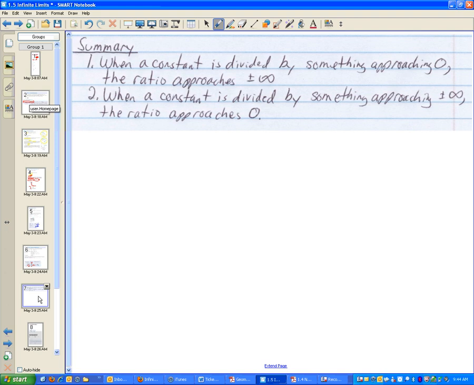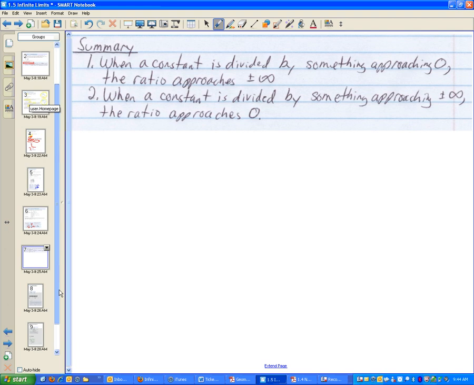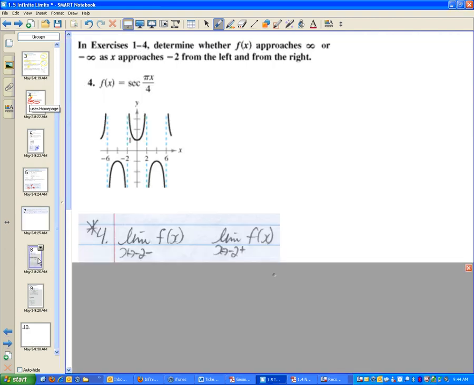Ooh, we're back to where we started. Hooray! Let's do some examples. What do you say? Let's start with number 4. Page 88.